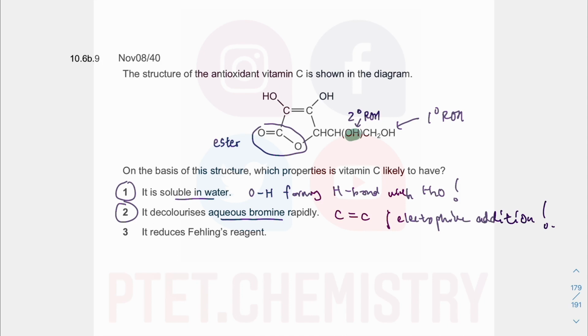The next thing, it says it reduces Fehling's reagent. So Fehling's reagent is a test for aldehyde, where the aldehyde will be oxidized and it will reduce the Fehling's reagent, alright? From copper 2 plus, which is blue, to copper 1 plus, which is copper 1 oxide, which is a brick red precipitate. But you have an ester, you do not even have any aldehydes at all. So number 3 is wrong, so it's just option B, which is 1 and 2.